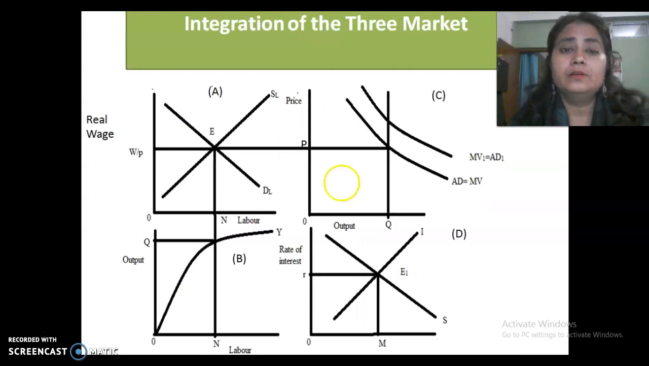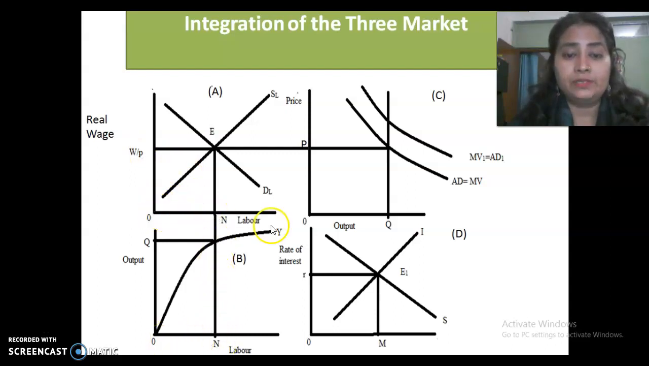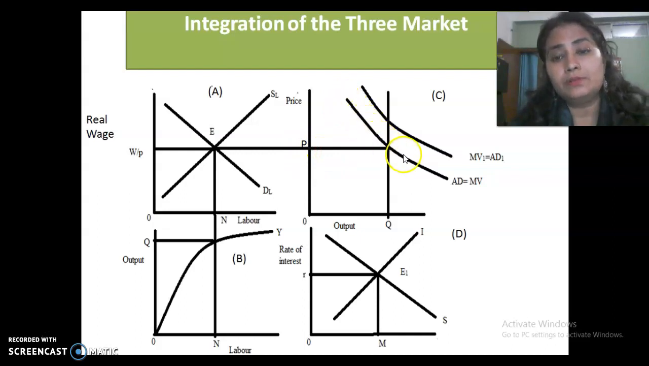Okay, now we integrate the three markets in these figures. As we have already discussed the equilibrium of employment and output in the labor market, in the labor market the equilibrium employment is determined as ON at the equilibrium real wage W by P. At this equilibrium employment, in figure B, you see this is figure A, C, D. In figure B, at the equilibrium employment of ON, the equilibrium quantity of output is OQ. At this equilibrium quantity of output, you see in figure C, the equilibrium price level is OP, which is where the supply of money is equal to demand for money.